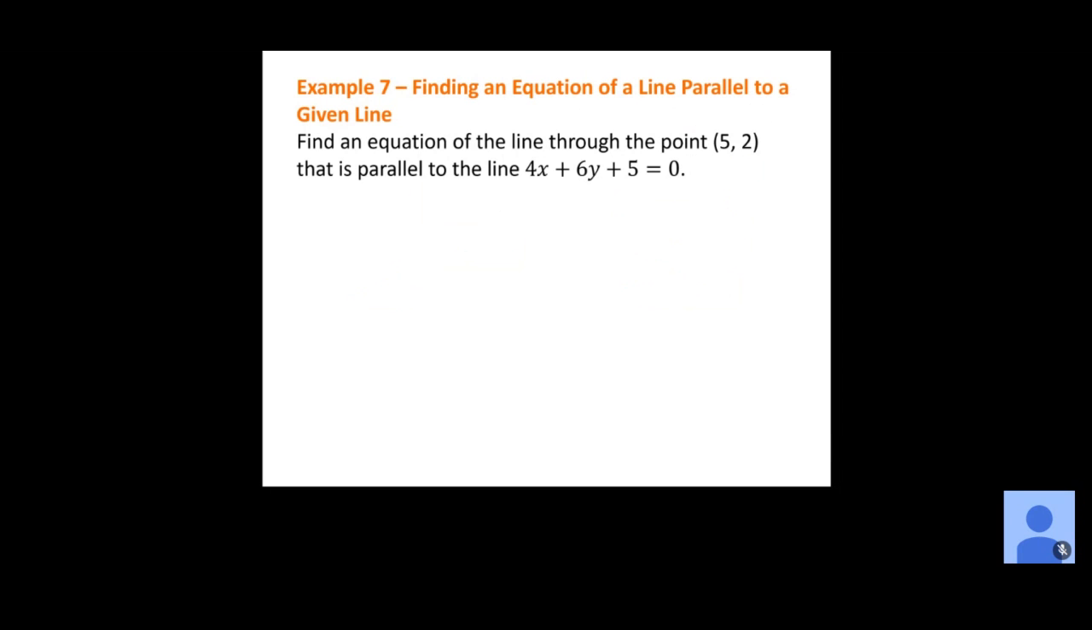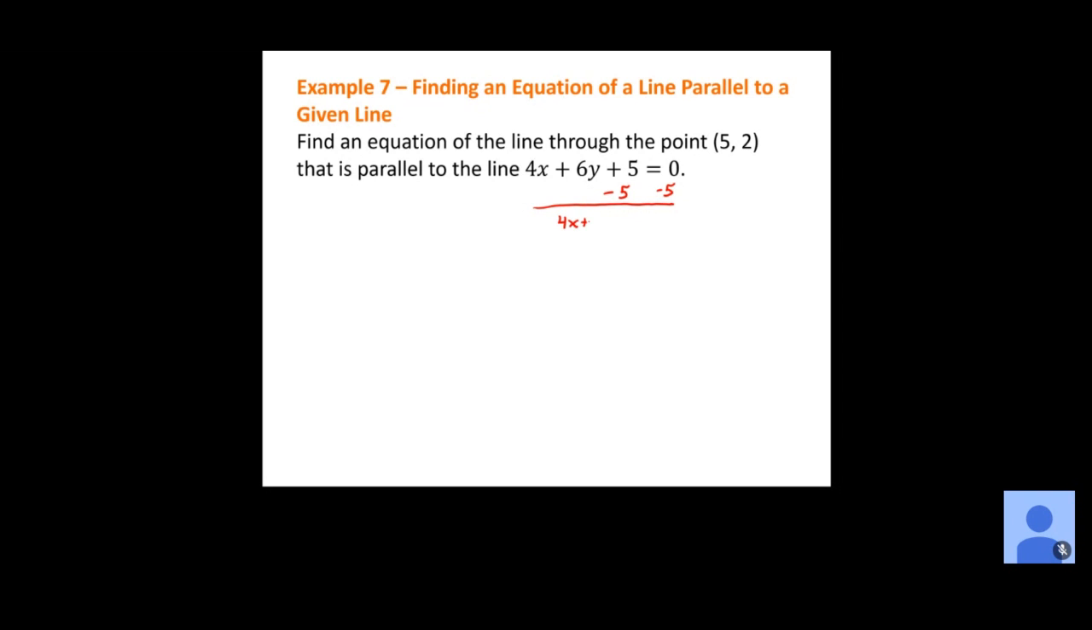All right, so we want to find an equation of a line through the point 5, 2, parallel to the line 4x plus 6y plus 5 equals 0. Well, we just said that parallel lines have the same slope. So if I can find the slope of this line, then I'll know the slope of my parallel line also. Well, to find the slope of this line, I'm actually going to have to get it into slope-intercept form. So I'm going to go through those same steps we did on the last example.